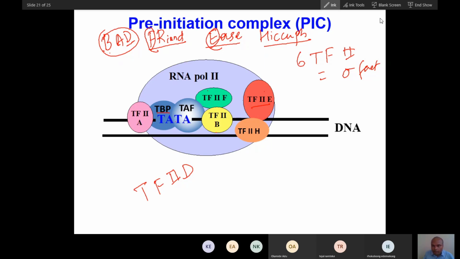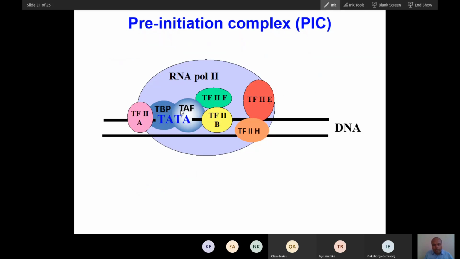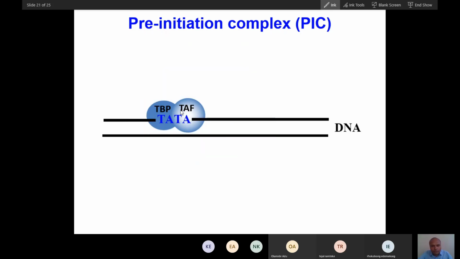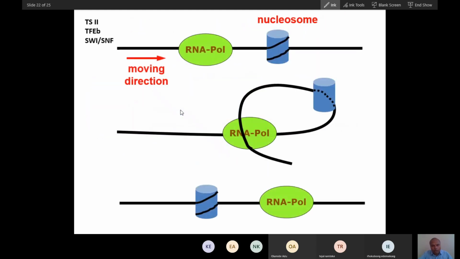Did you understand this? It is very similar to bacteria, with a bit more protein, that's it. The more important thing is the difference between the pre-initiation complexes of bacteria and eukaryotes. So you can go visit this PowerPoint and memorize those things if you want.